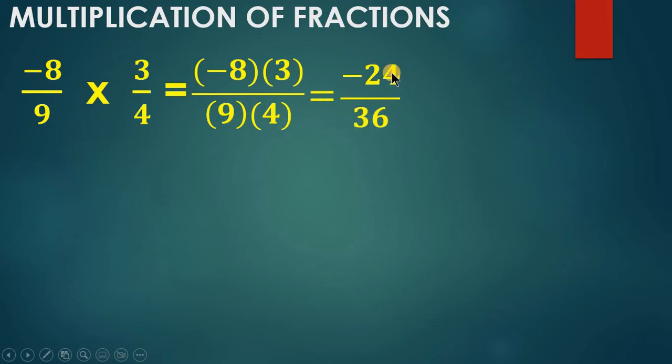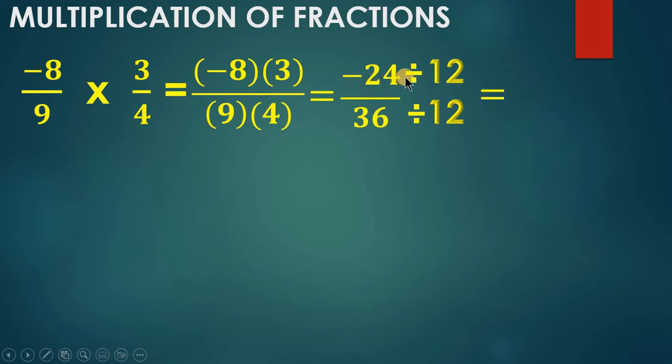So, itong negative 24 and positive 36, meron silang greatest common factor para naman mai-simplify natin sa pinakasimple. Okay, so ano kaya? Hulaan nyo nga. So, ang greatest common factor is 12. Ayan. So, di-divide natin both numerator and denominator by 12. Gawin na natin.